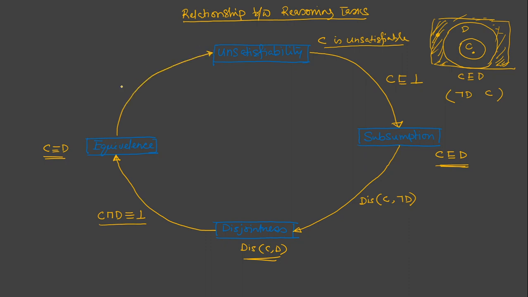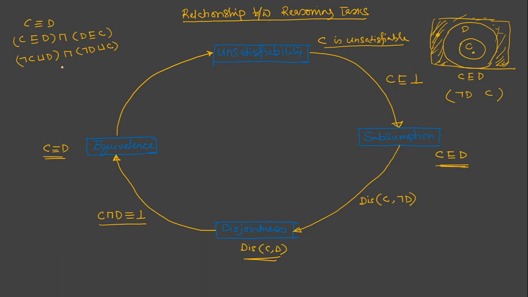Now, when we say C is equivalent to D, that means these two hold: C is a subclass of D and D is a subclass of C. Now we can translate this into something like: not C or D, and the second part can also be translated as not D union C.